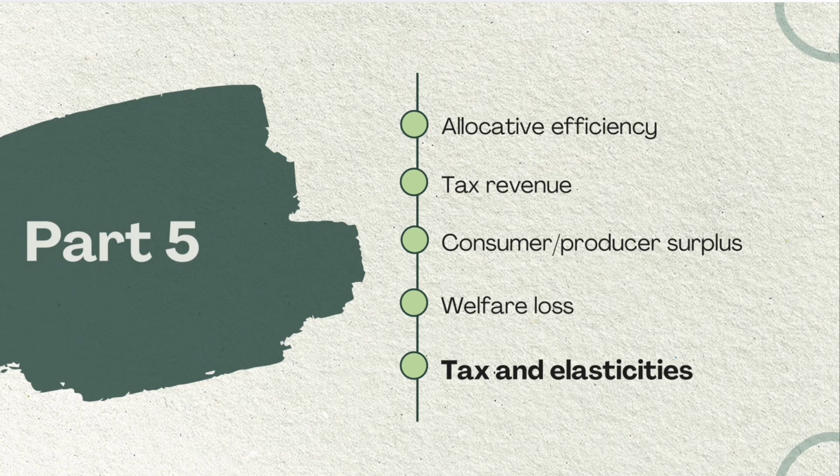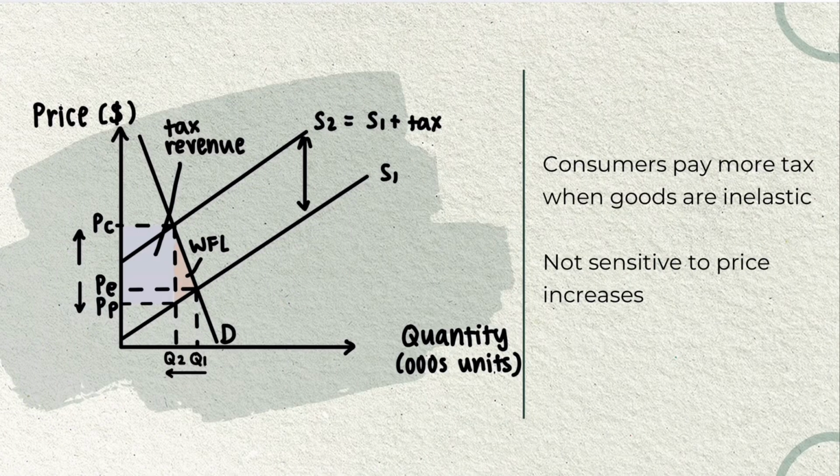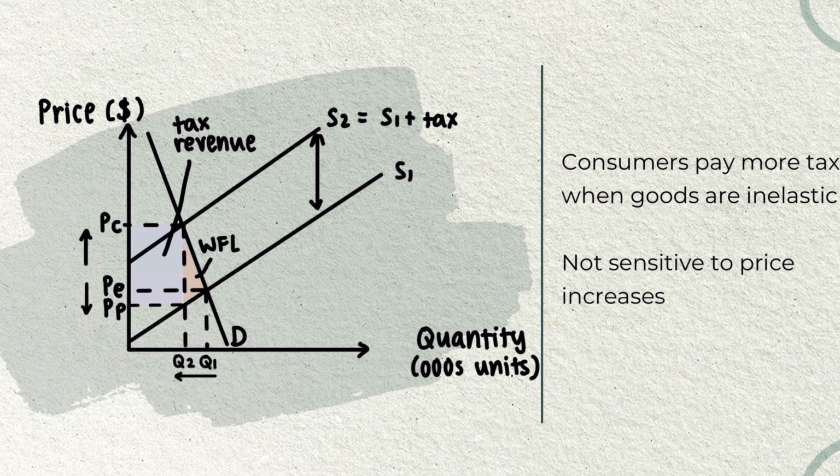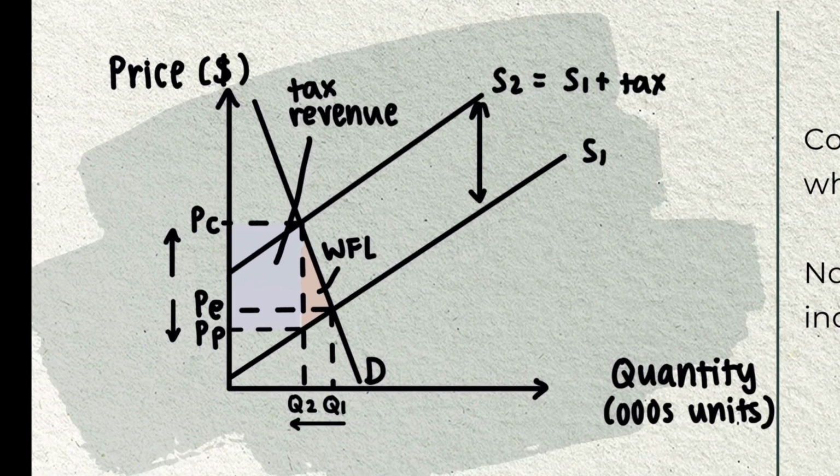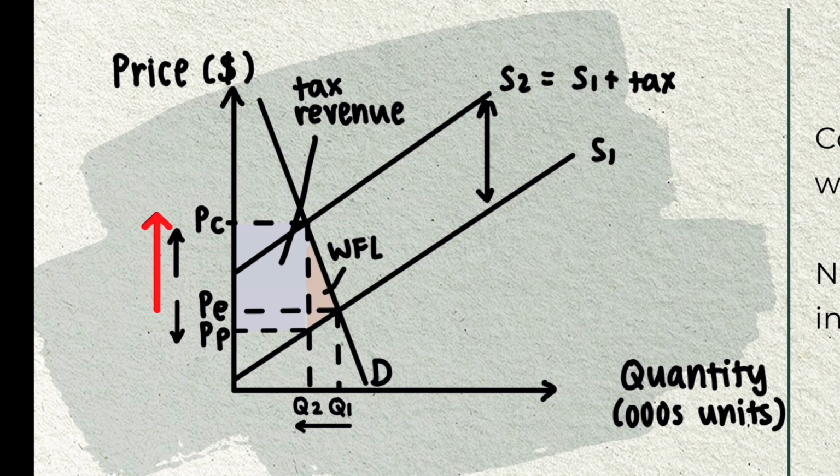Moving on to taxing elastic and inelastic products. In the case for taxing an inelastic product, the consumer will have to pay more tax. This is because the demand curve is less responsive compared to supply. So let me give you an example. Cigarettes are price inelastic, so the quantity demanded will not be as responsive in the change in price. Simply put, most consumers will be willing to pay the higher price. And because producers know this, they are more than willing to pass on the tax burden to the consumers.